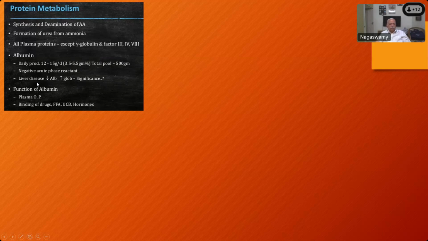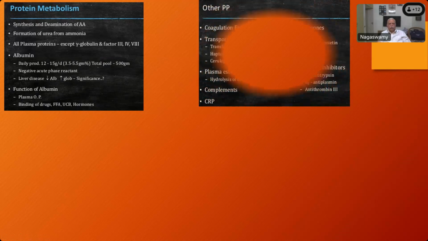In liver disease, there is a decrease in albumin and an increase in globulin, which causes what is called the reversal of the ratio. What are the functions of albumin? It maintains the plasma oncotic pressure, and it mainly helps in binding drugs to prevent the extra free fraction being available. It is also an important carrier for many of the hormones and other things. So these are the functions of albumin.